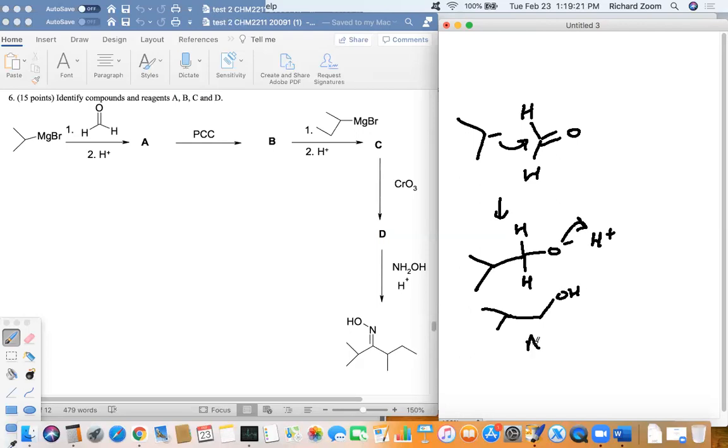And this would be what A would look like. You'll notice I didn't put the hydrogens on here, but I don't have to. Does anybody have any questions about getting A that way?